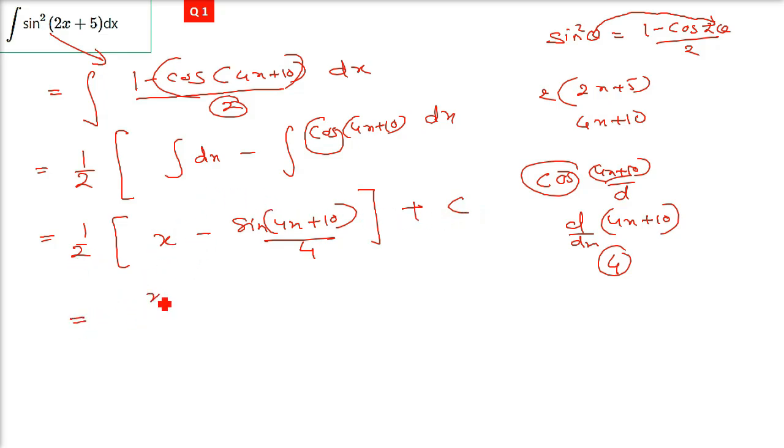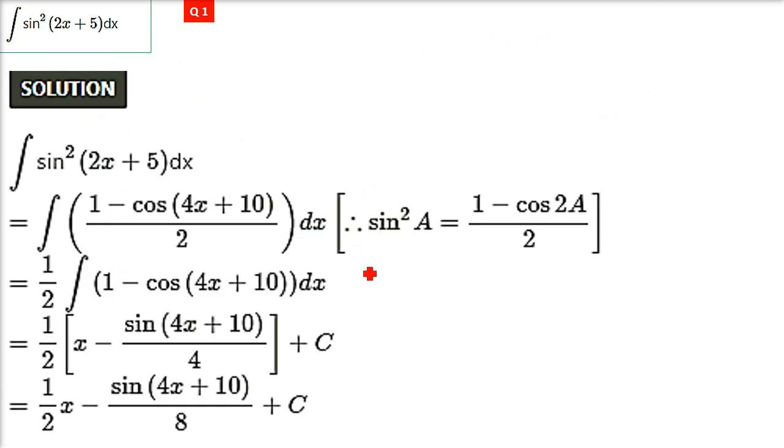So if you want to make it more pleasant to look at, just multiply half inside: x by 2 minus sine 4x plus 10 by 2, and 4 into 2 is 8, so plus c. So this is so easy. If you know the formula, this question is just a piece of cake for you. So these were just 4 steps which I was talking about. Only the formula is the key, otherwise things are much easier for you then.